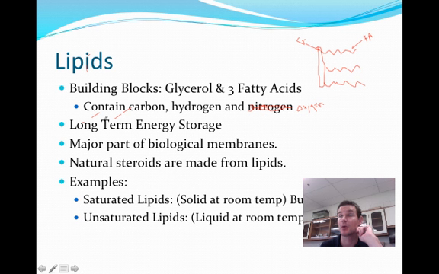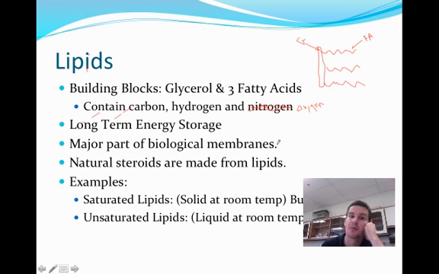An organism that has a little bit more of a layer of fat tends to be able to insulate and keep themselves warm in colder weather. Lipids also play a major part in membranes, in biological membranes. So when we look at something like the cell membrane and the makeup of the cell membrane, you'll recognize that the majority of your cell membrane is actually fat.